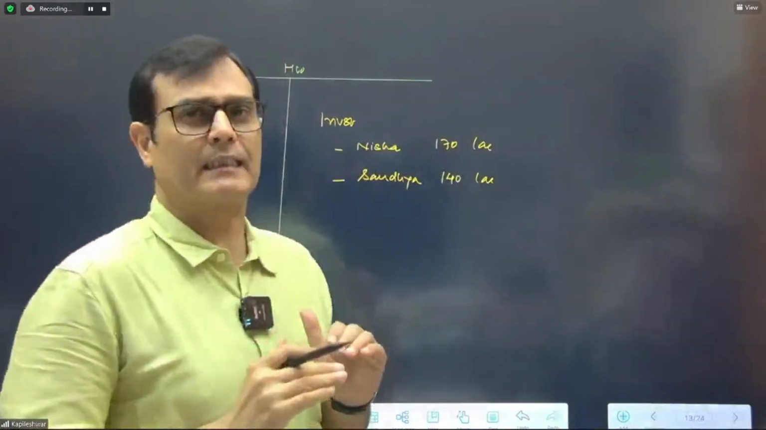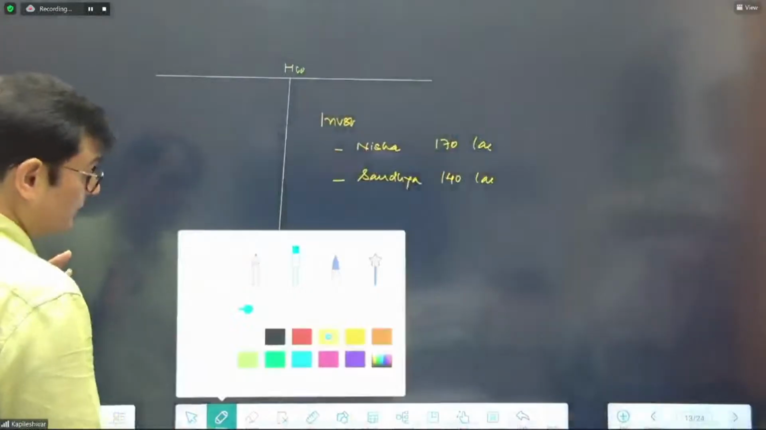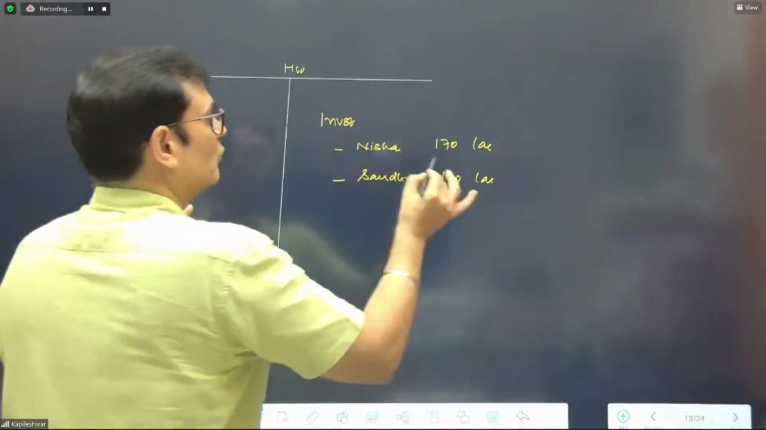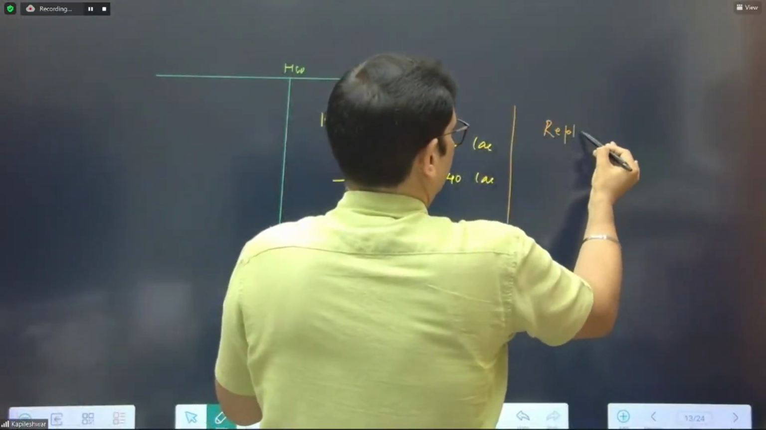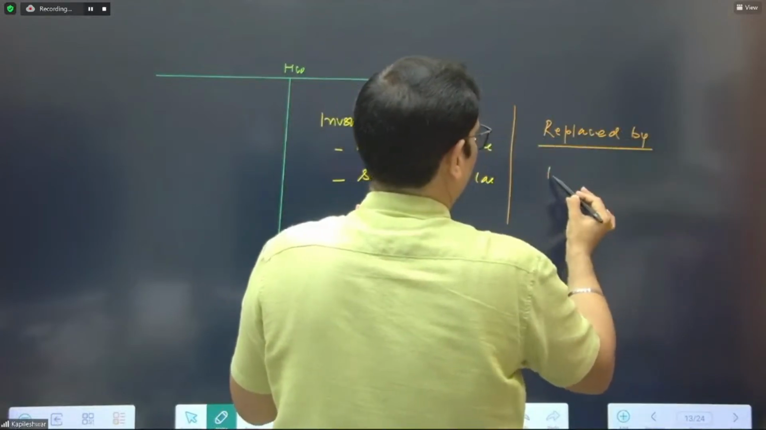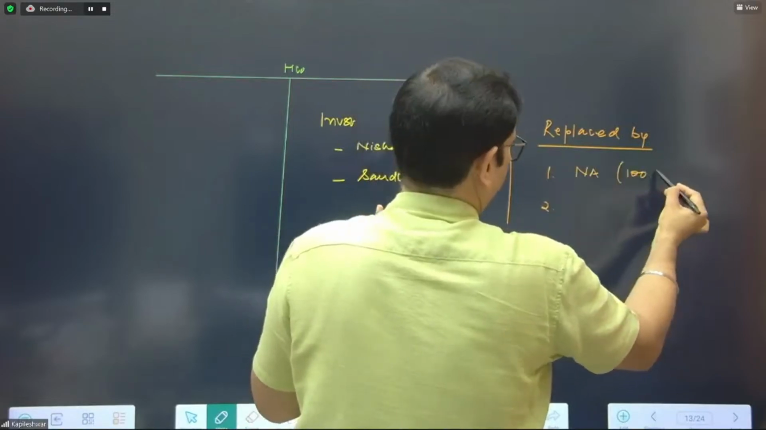Now, let's understand one thing very carefully. Watch this very carefully, you'll get the logic. This investment is going to be replaced by what? It is going to be replaced by, number one, the net assets, 100%.